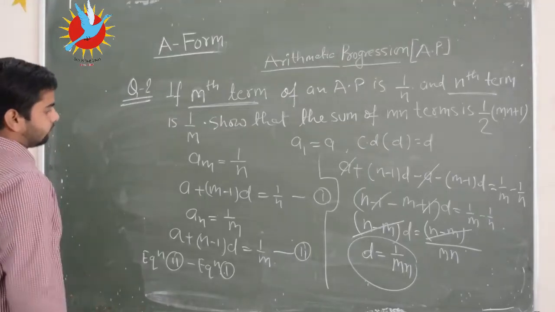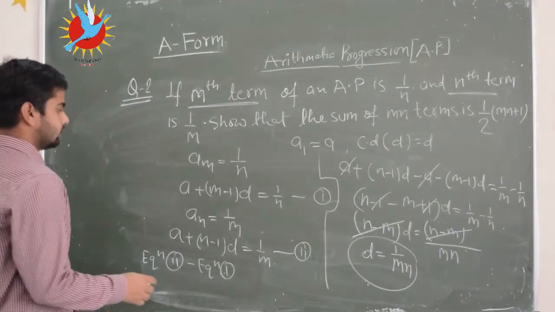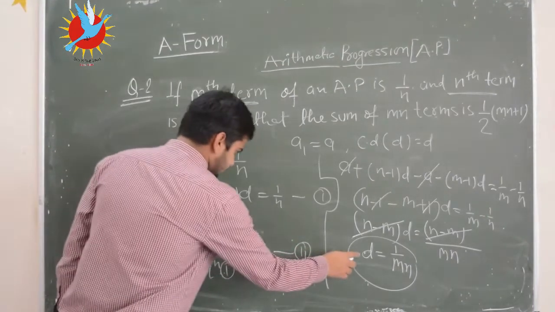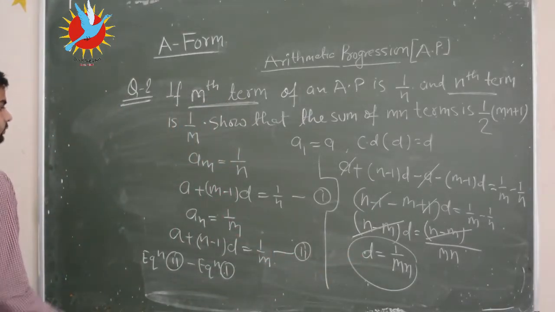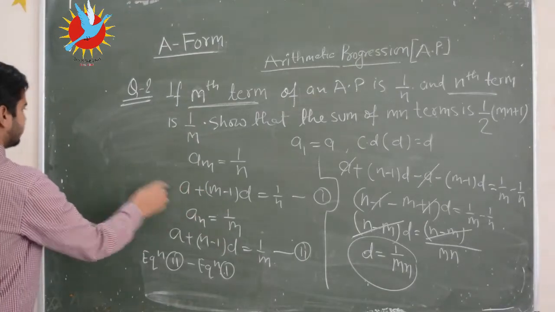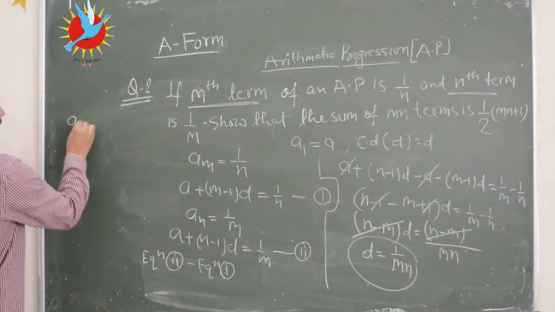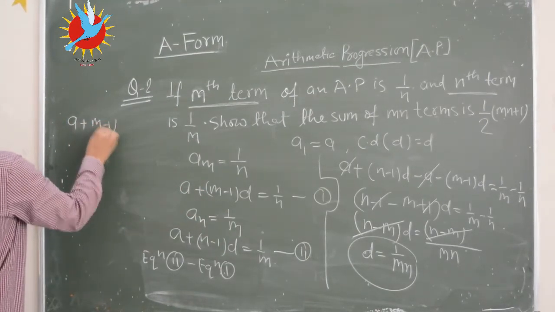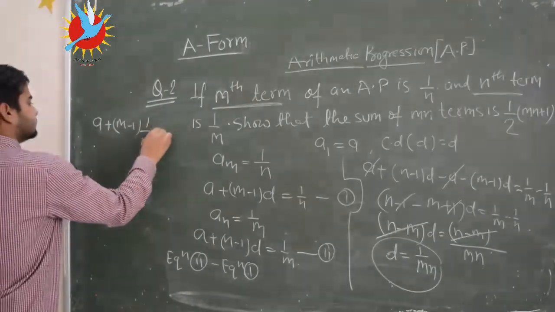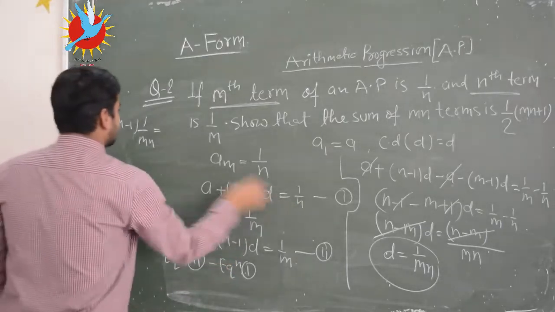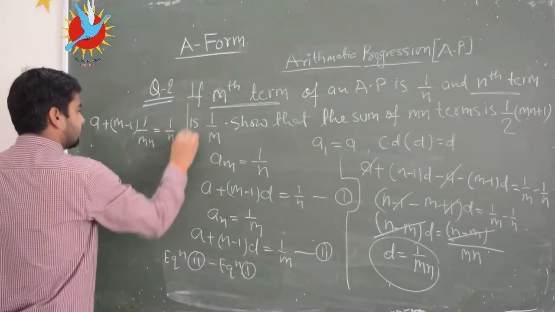So from this we have to calculate a. So put this value of d either in equation 1 or in equation 2. I am just putting the value of d in equation 1. So it will be a plus (m minus 1) into d. d is equal to 1 upon mn and this is equal to 1 by n.